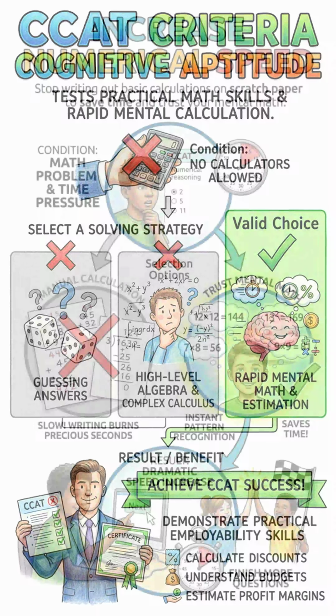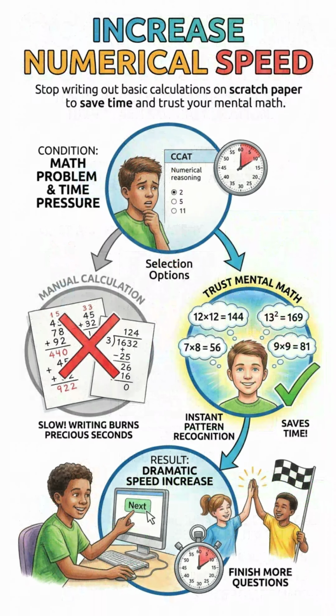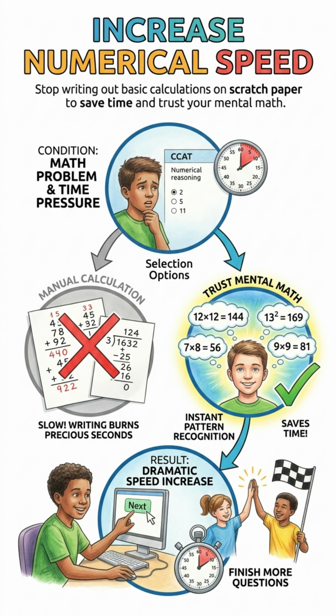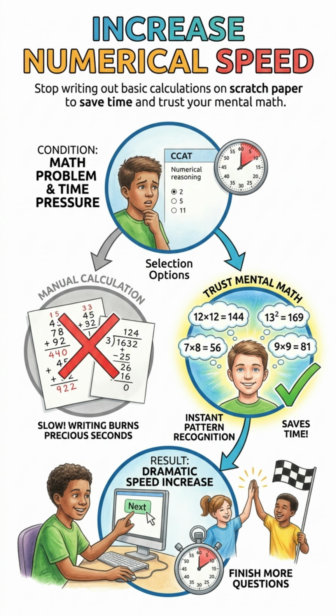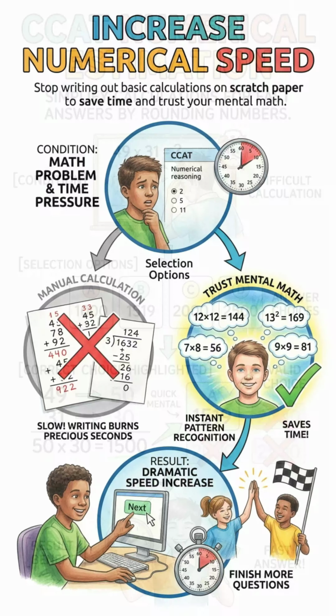To dramatically increase your speed, you must start trusting your mental math skills instead of writing every single step on scratch paper. Writing out basic addition or long division by hand burns precious seconds that you simply do not have. You should immediately refresh your memory of the basic multiplication tables up to 12, as well as the squares of numbers up to 15. Having these common numbers memorized means you will instantly recognize patterns without needing to calculate them from scratch. This basic preparation is your first major step toward numerical speed.